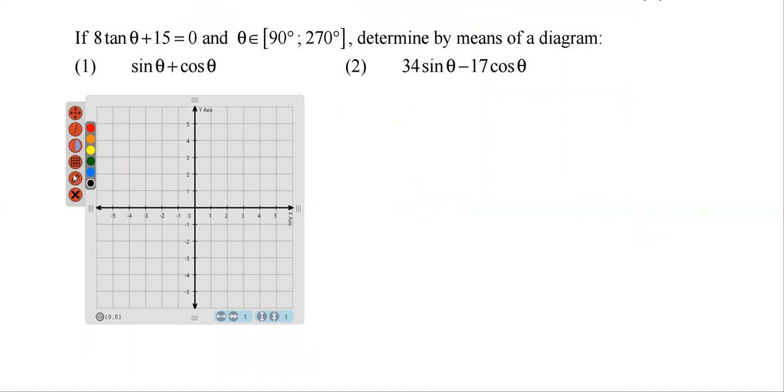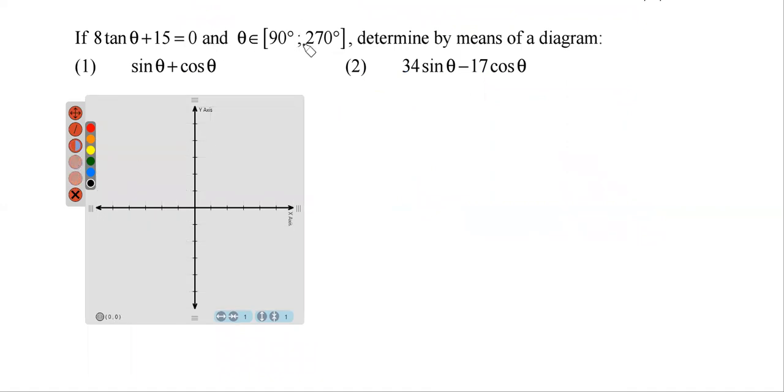Now here, the angle is between 90 and 270. Now we're told that 8 tan theta plus 15 is equal to 0. What you need to do here is get rid of this 15 and also get rid of the 8. We need to be left with tan theta on its own. So 8 tan theta is equal to negative 15. Then again, we need to get rid of the 8, so we divide by 8 both sides. So tan theta is going to be equal to negative 15/8.